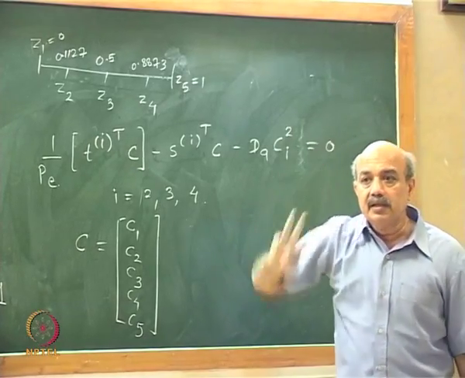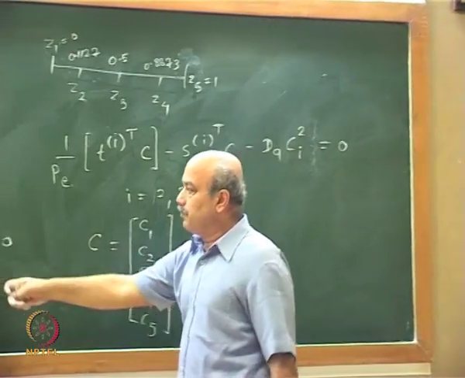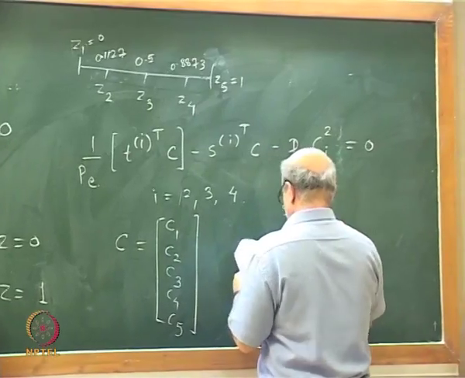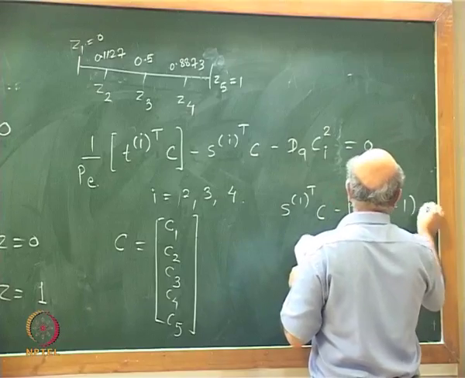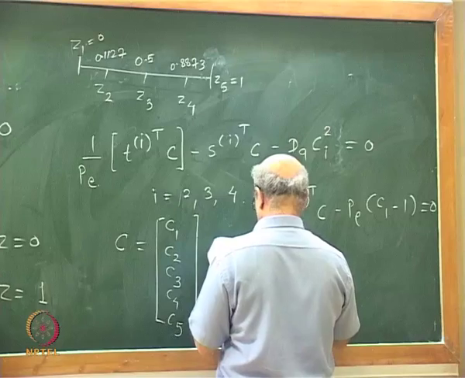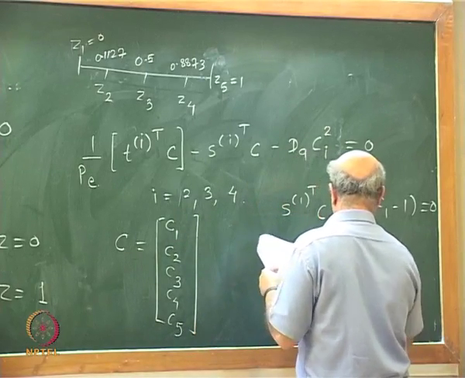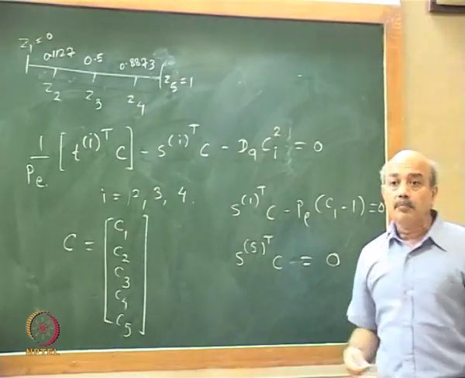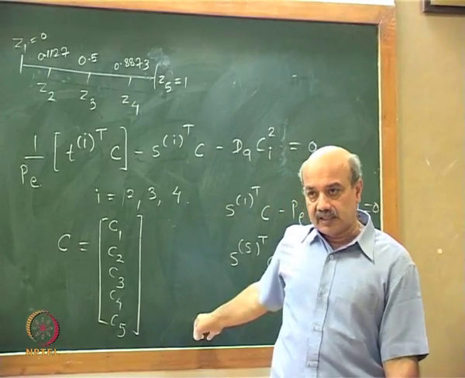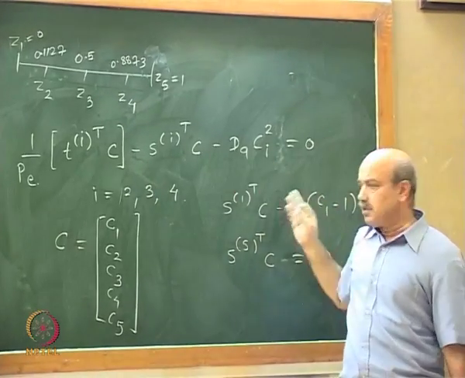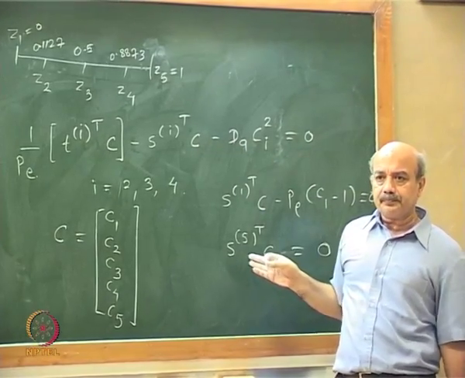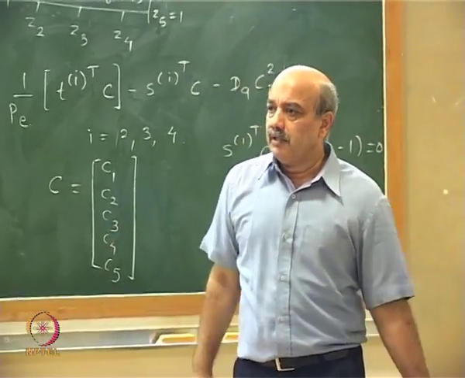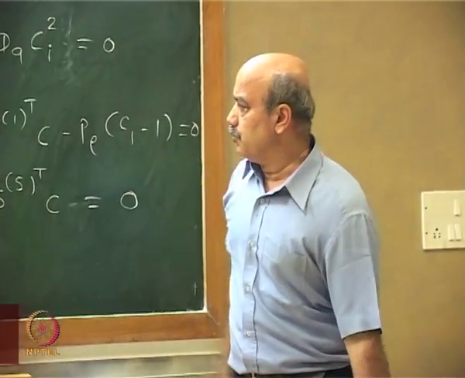So you are getting three nonlinear equations, and two additional equations arise from boundary conditions. The two additional conditions are S1 transpose C minus PE into C1 minus 1 is equal to 0, and S5 transpose C is equal to 0. These three equations plus these two equations form five nonlinear algebraic equations which need to be solved simultaneously, because C1 to C5 appear in all the equations. These are coupled nonlinear equations. They have to be solved iteratively using Newton's method, Newton-Raphson, or some nonlinear equation solver, maybe an optimization method, whatever is at hand for you.